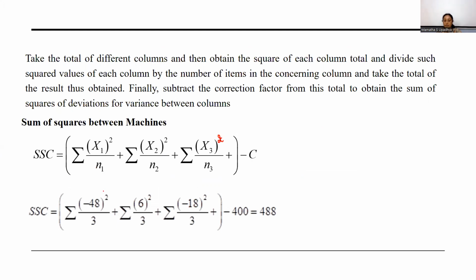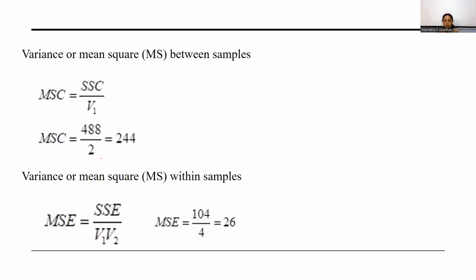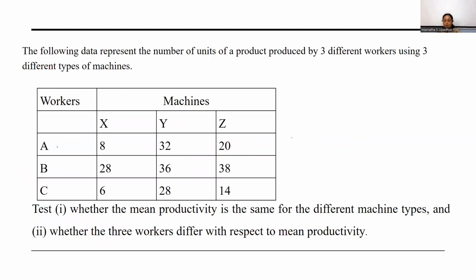And now we are coming to this row, the sum of squares between the rows. So the row totals we saw are minus 30 square plus 12 whole square and minus 40 square, then divided by K. So what is this K? Coming back to this problem.